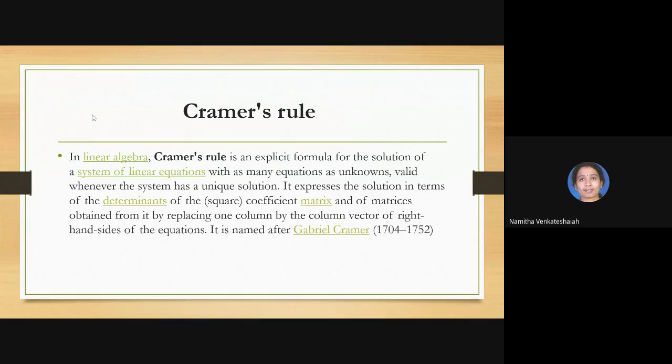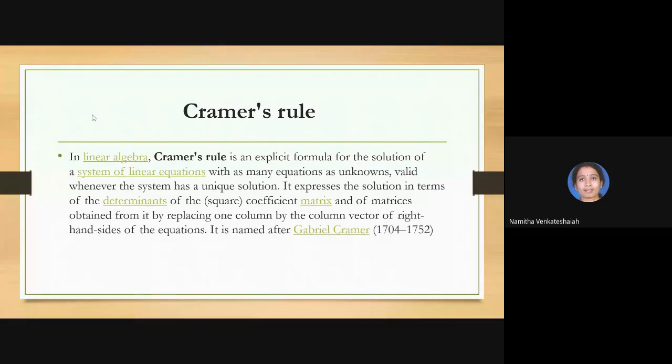That means if you have 3 unknowns, 3 equations. If you have 2 unknowns, 2 equations. If you have 10 unknowns, 10 equations, like that. But this Cramer's rule is valid if and only if you have a unique solution. You may have 2 solutions, 3 solutions, 4 solutions, like that. If you have multiple solutions, Cramer's rule doesn't hold good.